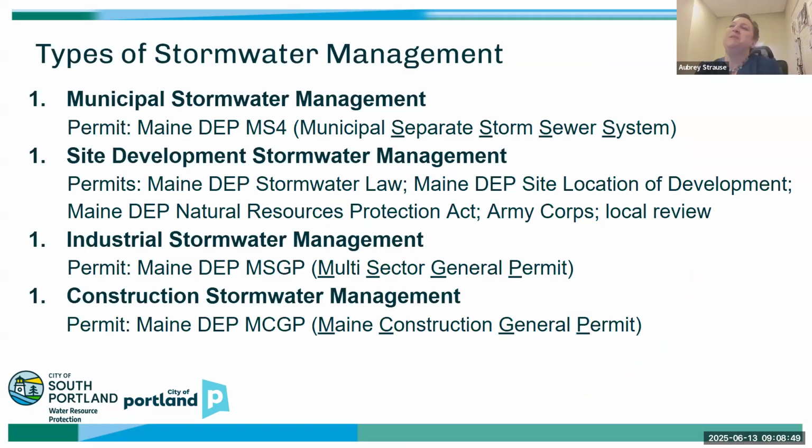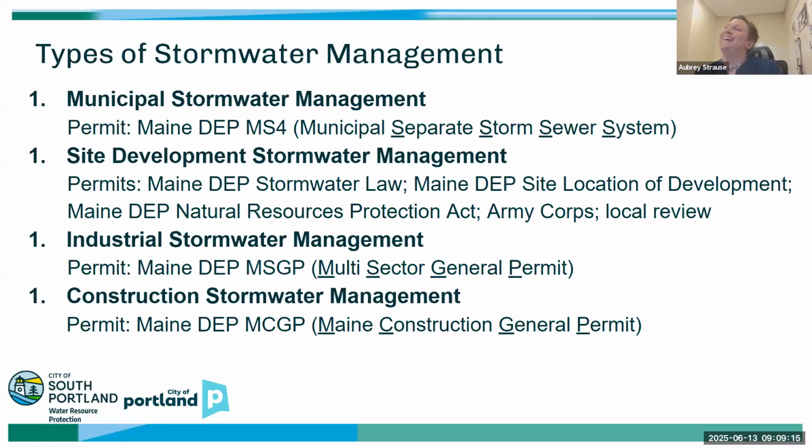Sorry. The first one we'll talk about is municipal stormwater management. This is called an MS4 permit. So there are more than 30 different towns in the state of Maine that are subject to the MS4 permit. And that happens as a combination of population density, and how close you are to other developed urbanized areas. Both Portland and South Portland are MS4 communities. You're going to hear us use the term MS4 later in the presentation.